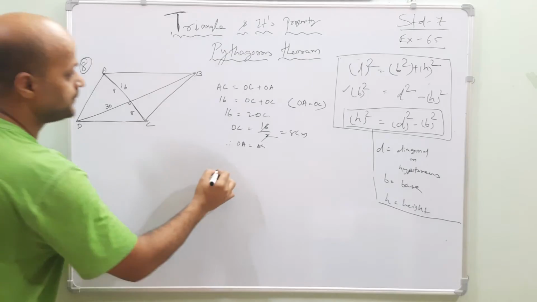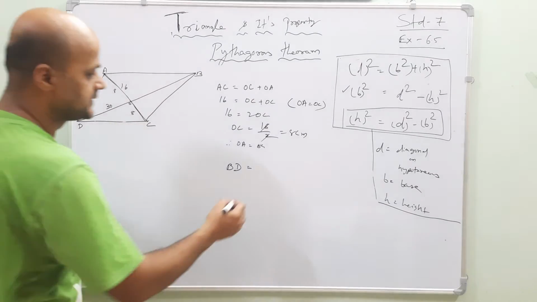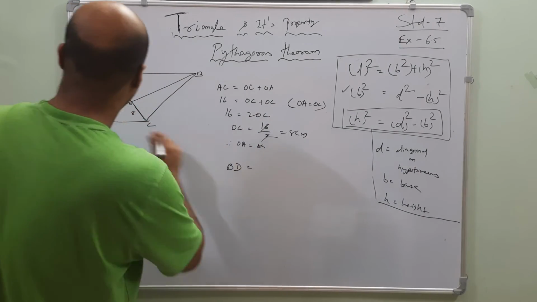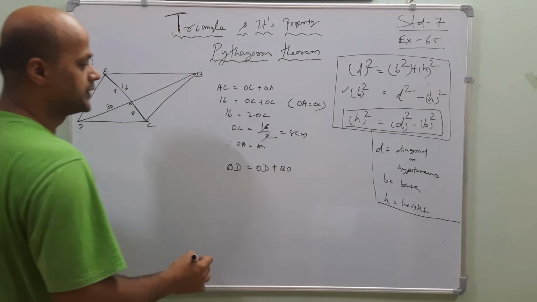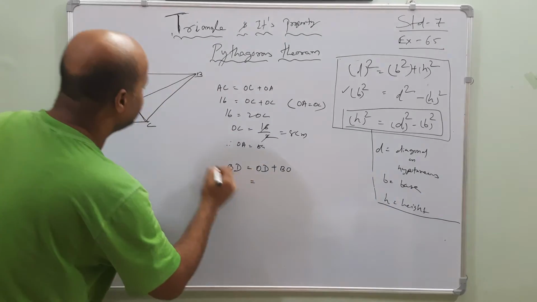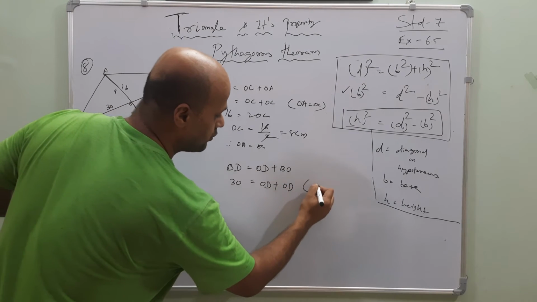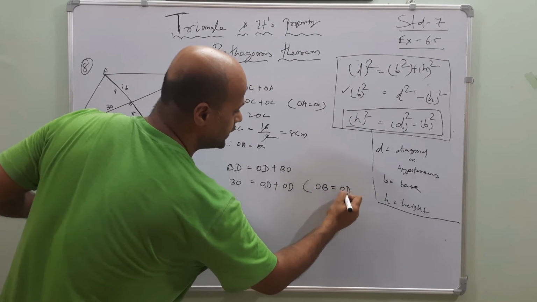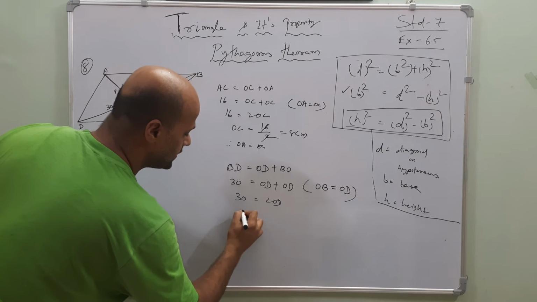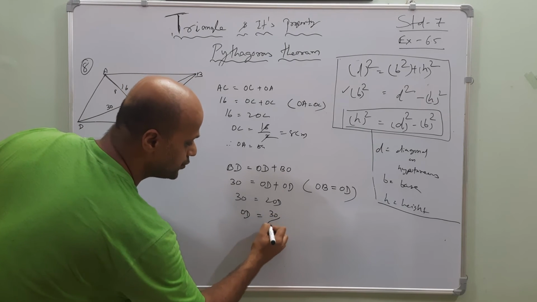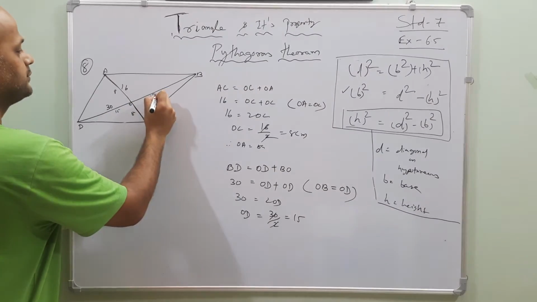Now BD is equal to how much? BD is equal to OD plus BO. Again, you have to write the same thing. BD is how much? 30. OD plus OD. OB is equal to OD, my dear friends, means these two are equal. So 30 is equal to 2 OD, then OD is equal to 30 by 2, which is 15. So this one is coming as 15 centimeter.